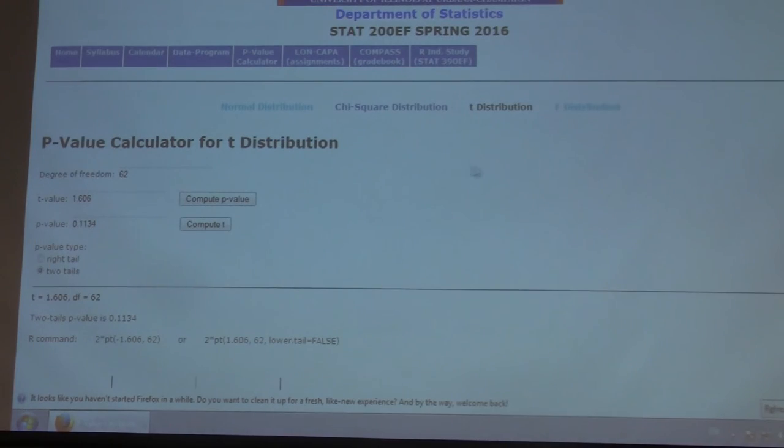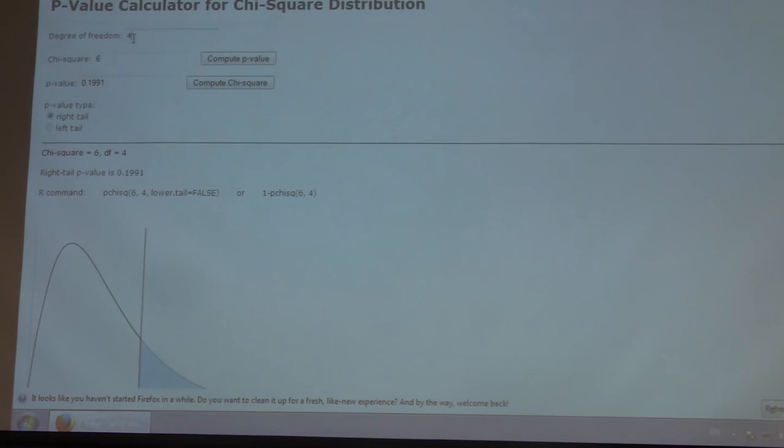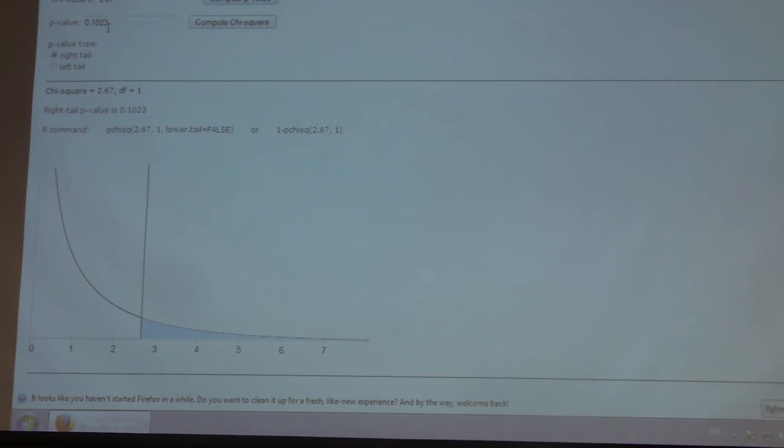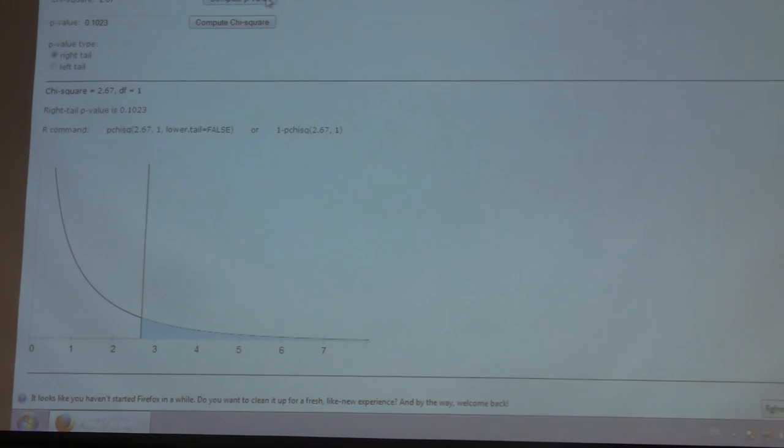Now we're going to go to our chi-square distribution with 1 degree of freedom, and now we have 2.67, and we want to compute our p-value. Yep, it's a little bit smaller. It's 10.23, and look what happens when you get more degrees of freedom. It's going to look like the normal curve. Like I'll just do 9 degrees of freedom.